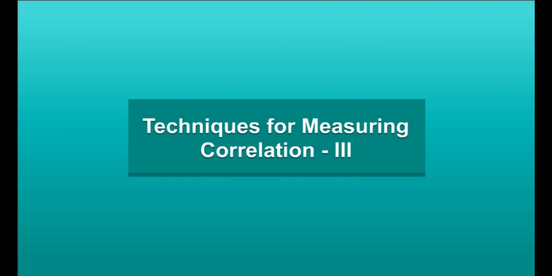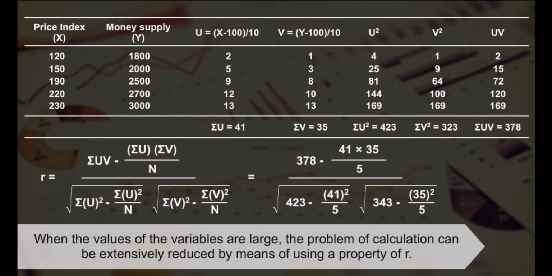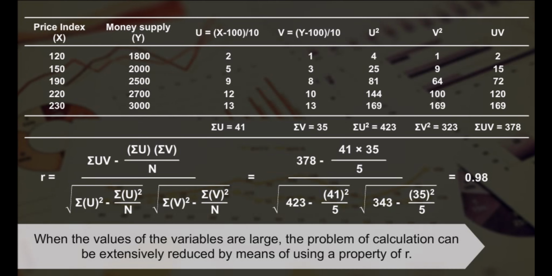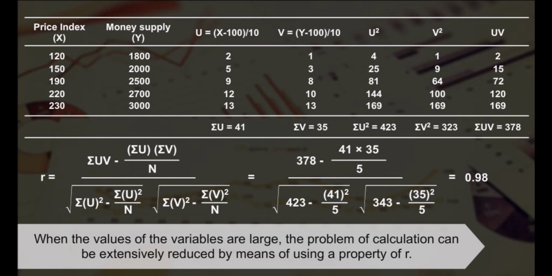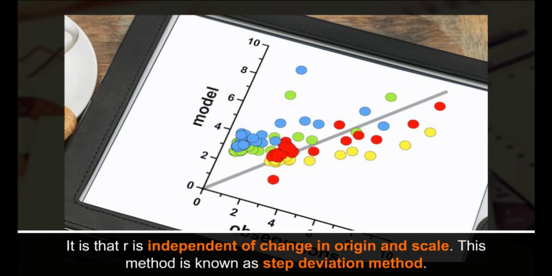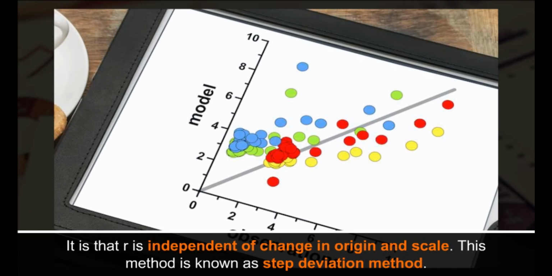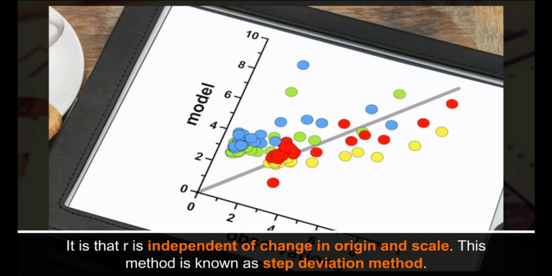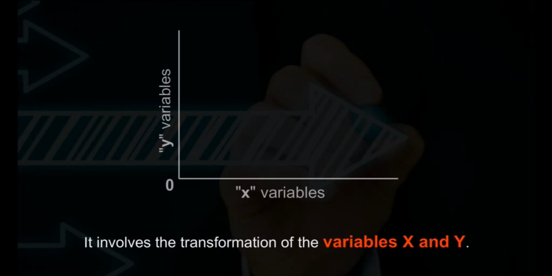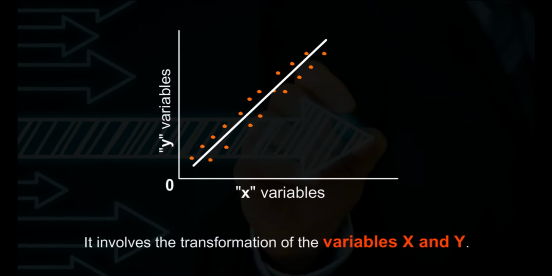Techniques for measuring correlation 3. Step deviation method to calculate correlation coefficient. When the values of the variable are large, the problem of calculation can be extensively reduced by using a property of R. It is that R is independent of change in origin and scale. This method is known as step deviation method. It involves the transformation of the variables x and y.